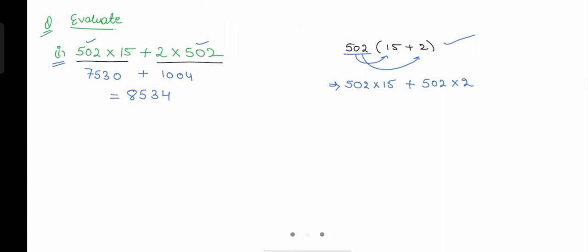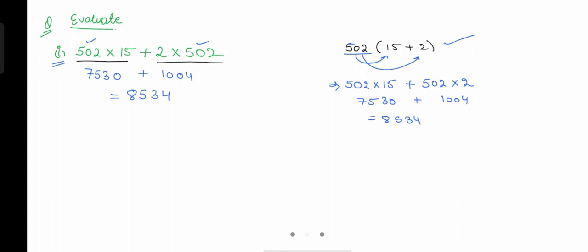But right now, what we are saying is that 502 was common amongst them. So we can just take it common and multiply them individually with 15 and 2, and then we will also get the same answer, that will be 7530 and 1004, and further we can write it, it's going to be 8534. This is what the distributive property is.